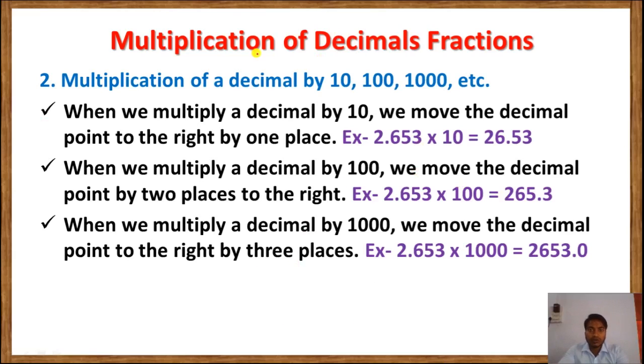So this is how you can find the result when you multiply by 10, 100, 1000. This is the shortcut method. Directly by multiplying also you can find out the result.